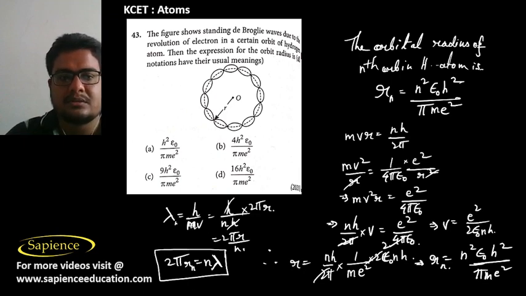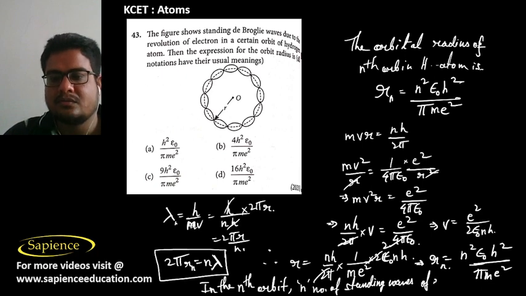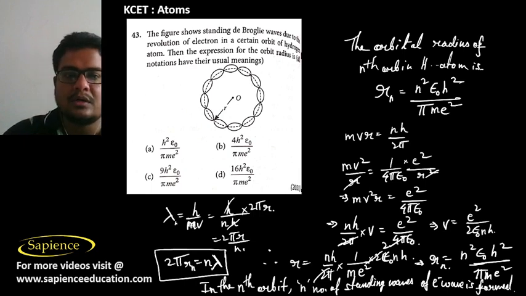So it means that in the nth orbit, n number of standing waves are formed. Standing waves of the electron wave are formed. So here, how many waves have been formed, that we have to find first.